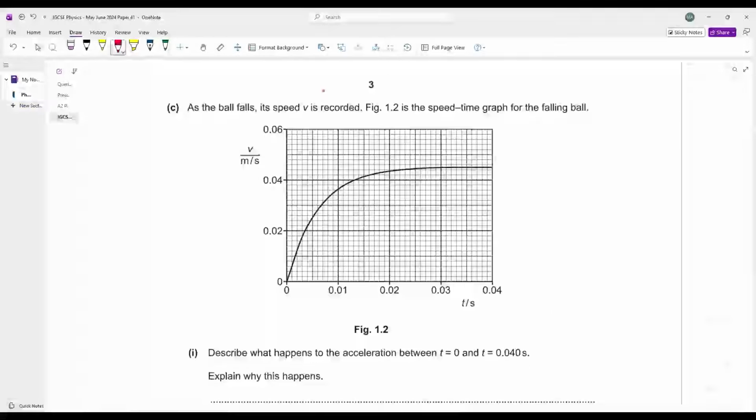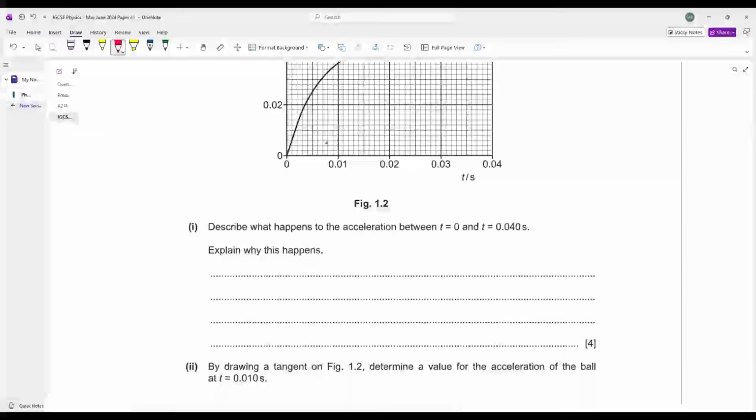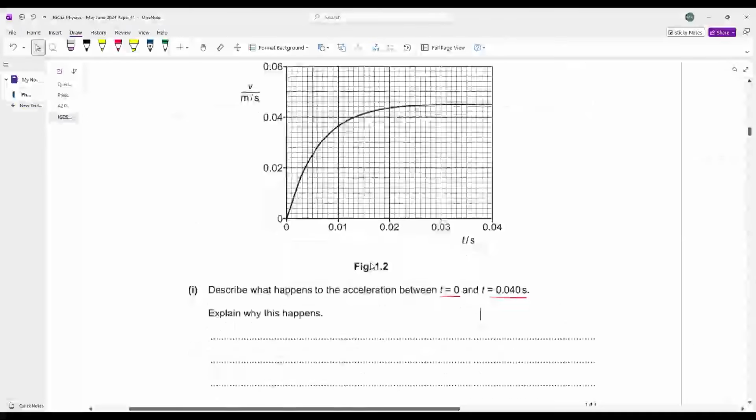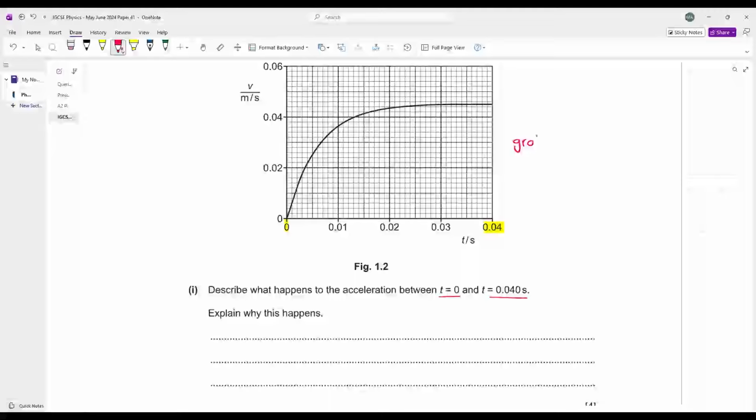As the ball falls, its speed v is recorded. Figure 1.2 shows the speed-time graph for the falling ball. Describe what happens to the acceleration between time t equal to 0 till time t equal to 0.04 seconds. Now, do you all remember that the gradient of a velocity-time graph is equal to acceleration?